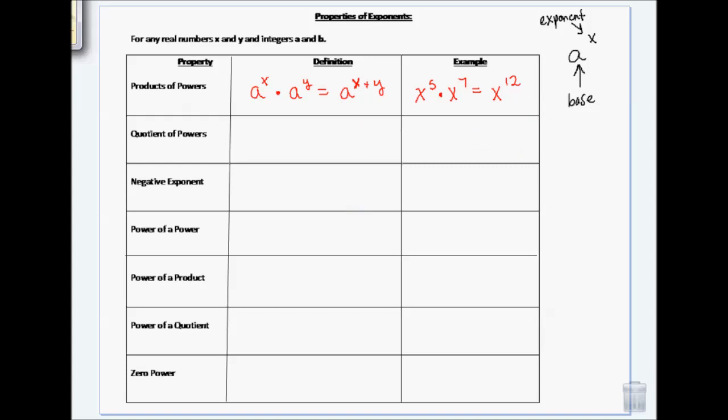Quotients of powers. So if I have a to the x divided by a to the y, it's a to the x minus y. So for example, x to the 10th over x to the 6th would be x to the 4th. Okay. Negative exponents are not allowed. Right? So if I have a to the negative x, that's 1 over a to the x.